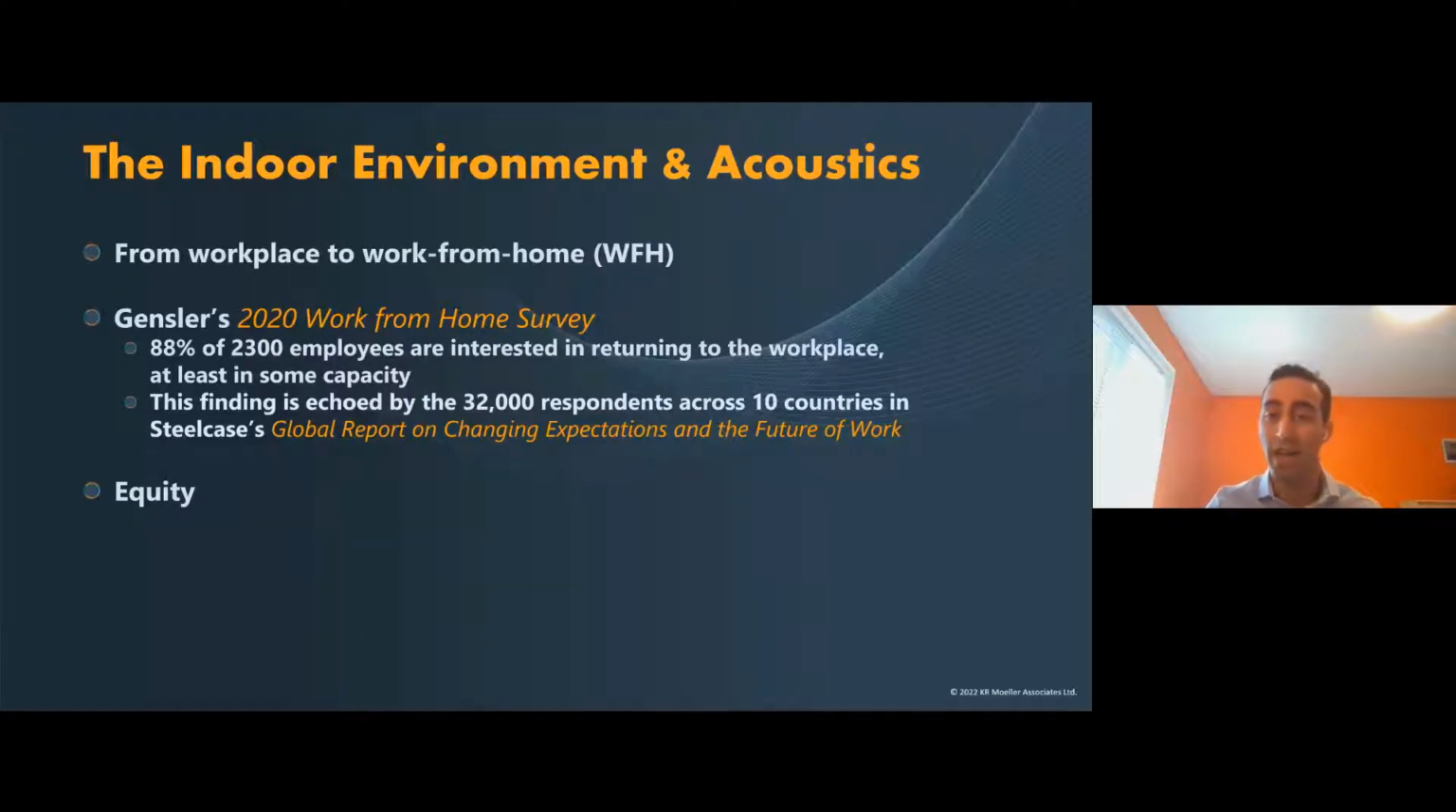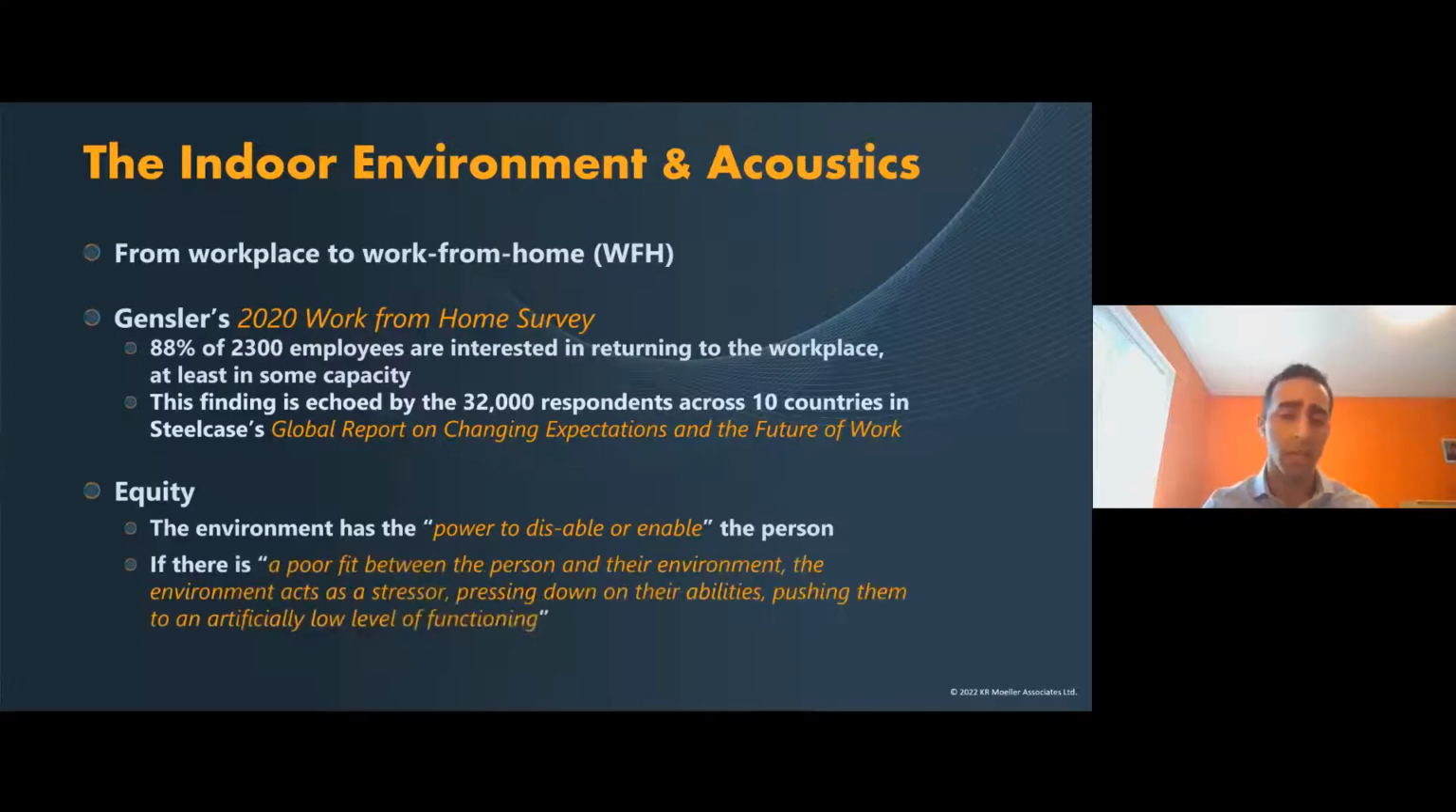And this is evidenced by Dr. Allen's study, which demonstrated that the results or the outcome were unreliable when we were using traditional acoustical design best practices. Now, the conversation around equity has been around for some time. One notable perspective that survives is the one echoed by the built environment strategist, Esther Greenhouse, who believes the environment has the power to disable or enable the person. And I'm sure we would all agree, the design and the performance of a space has an immediate impact on our health and well-being and on our abilities. Because if there's a poor fit between the person and their environment, the environment acts as a stressor, pressing down on their abilities, pushing them to an artificially low level of functioning.